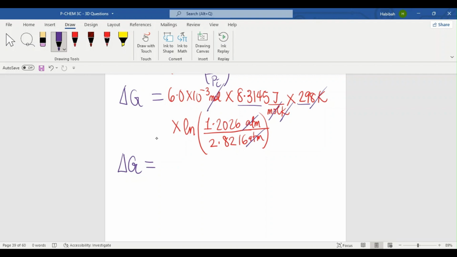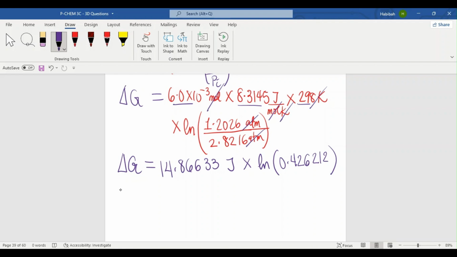But before we do that, let me break it down. Let's say 6.0 times 10 to the power negative 3 times 8.3145 joules times 298 Kelvin. Putting that in our calculator, we have 14.86633 joules. Okay, times ln 1.2026 divided by 2.8216 is just the same thing as 0.426212. So that's basically it.